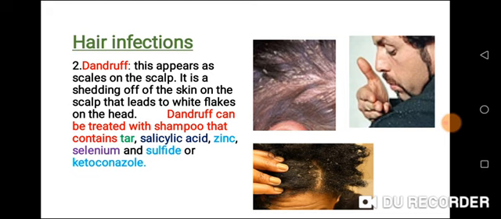That is, we have some shampoo that contains all these elements, which can be used to treat dandruff. As you can see this picture, this is the white flakes of the dandruff from his head.